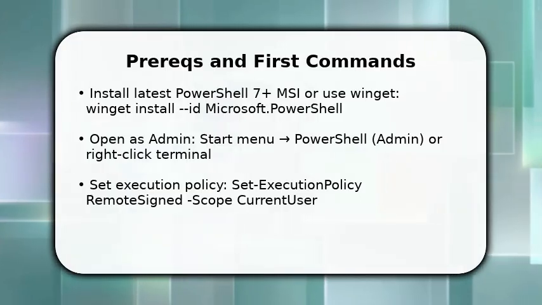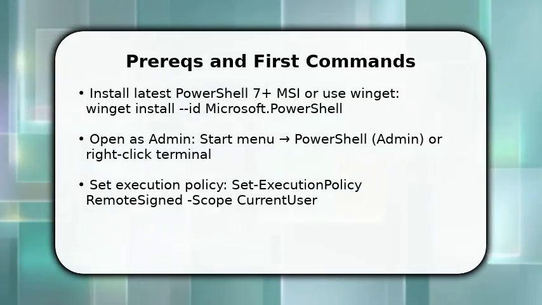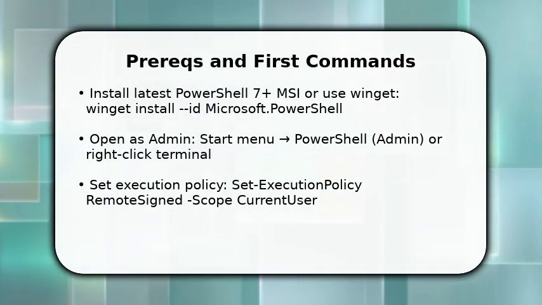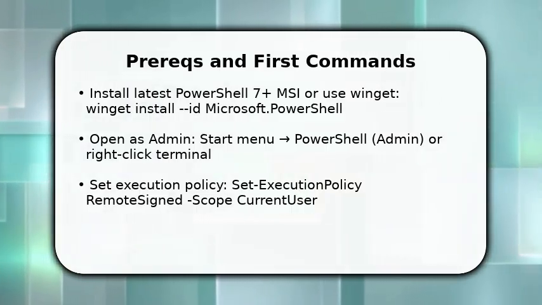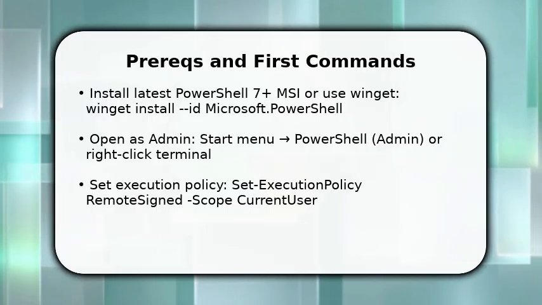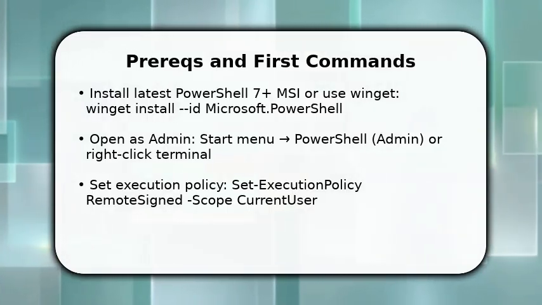You start with Essentials. Install PowerShell 7 or use Winget, then open it elevated so commands can modify the system. Once done, set the execution policy for scripts to RemoteSigned at your user scope so local scripts run, but remote ones require signatures. This reduces risk.